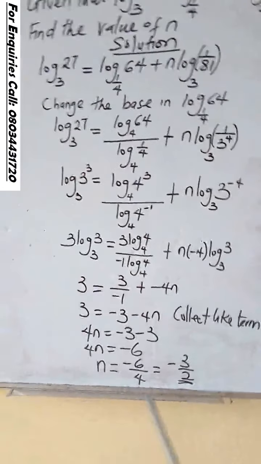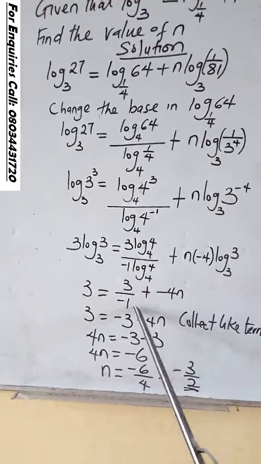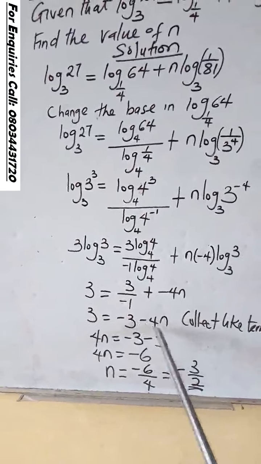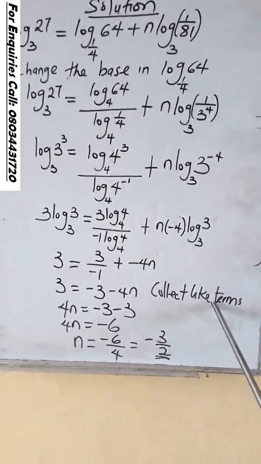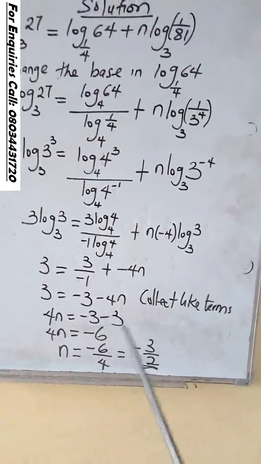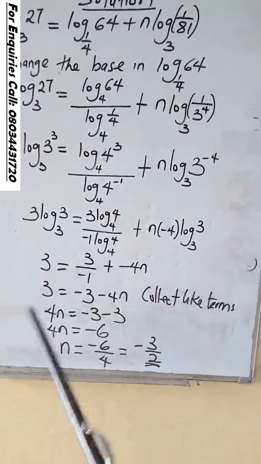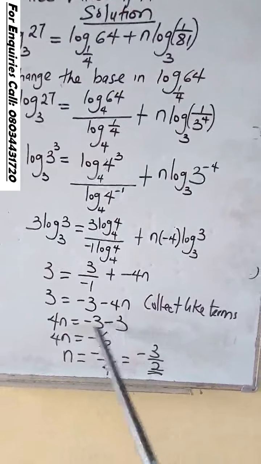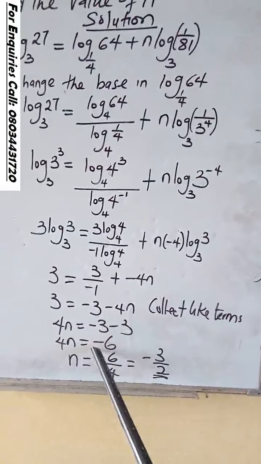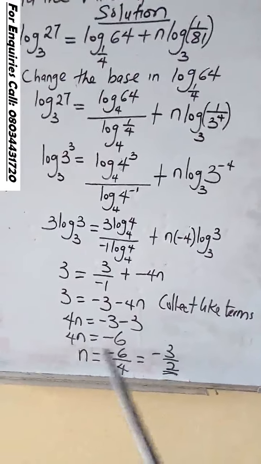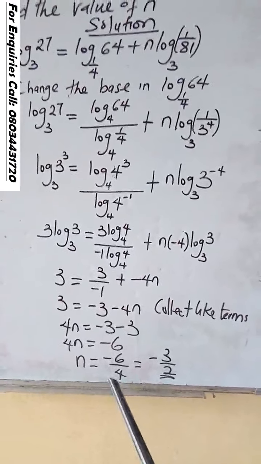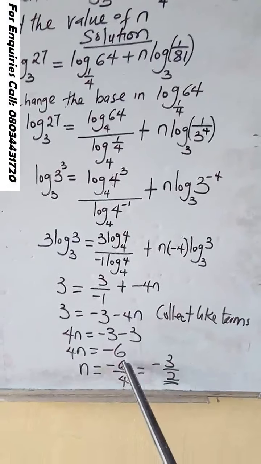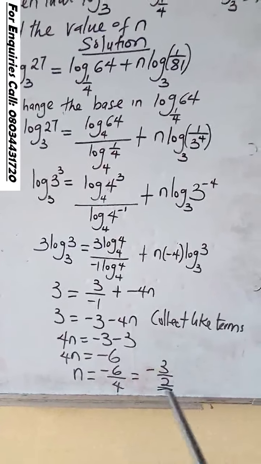When you solve this further, 3 divided by minus 1 is minus 3, plus minus will be minus. You collect like terms. So when you collect like terms, minus 4n will come to the other side, while this 3 will move to the other side to become minus. So minus 3 minus 3 is minus 6. Divide both sides by n's coefficient. Our answer will be minus 6 divided by 4. If you reduce it by using 2, it becomes minus 3 divided by 2.